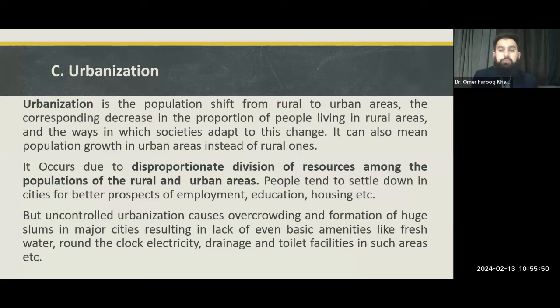So basically, the problem starts with the disproportionate division of resources among the populations of rural and urban areas, due to which people in the pursuit of better resources start moving towards the cities. People tend to settle down in cities for better prospects of employment, education, housing, etc. But uncontrolled urbanization causes overcrowding and formation of huge slums in major cities, resulting in lack of even basic amenities like fresh water, round-the-clock electricity, proper drainage system, and toilet facilities in such areas as well.